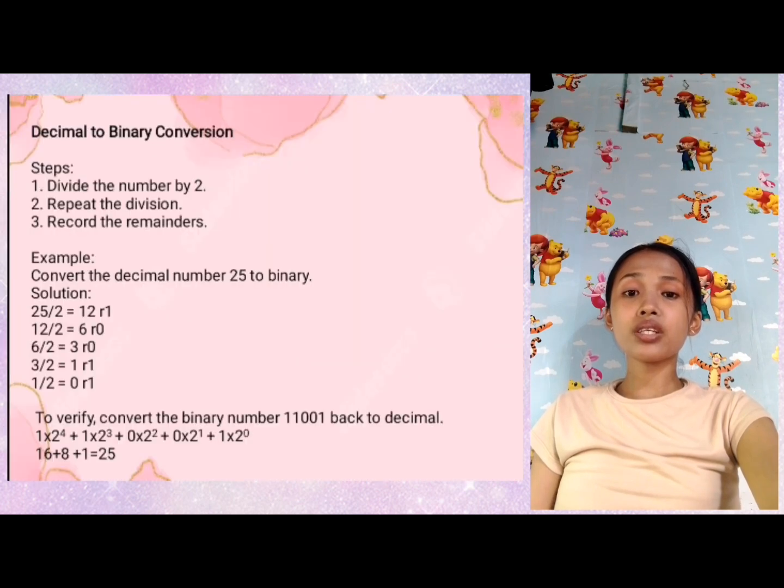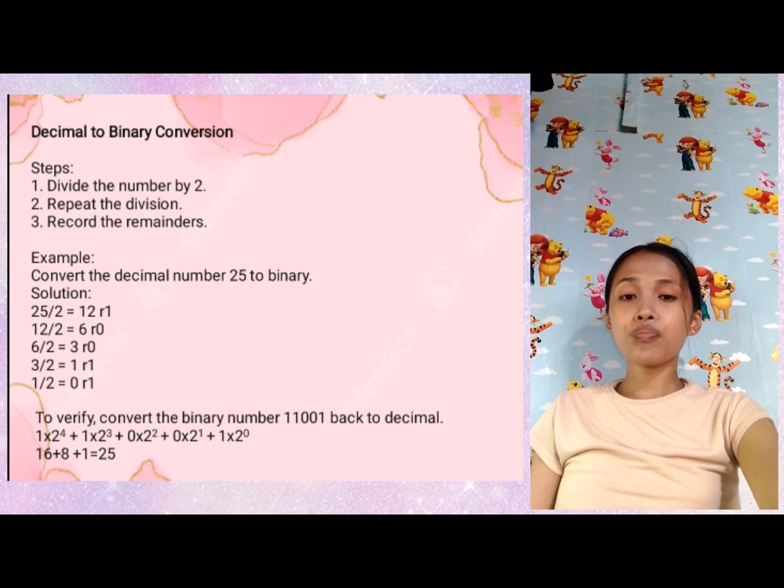Next is decimal to binary conversion. Here are the steps to follow when converting a decimal number to binary. First, divide the number by 2. Second, repeat the divisions, then record the remainders. For example, convert the decimal number 25 to binary.